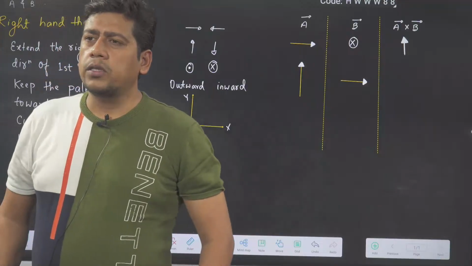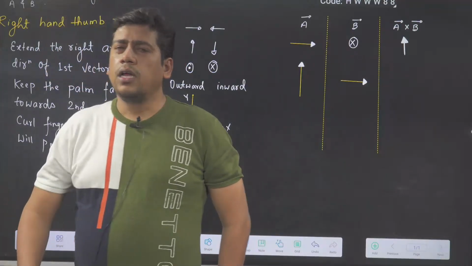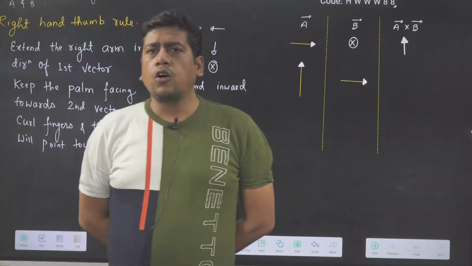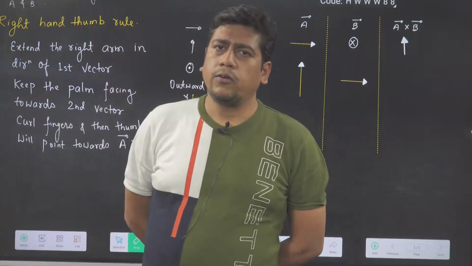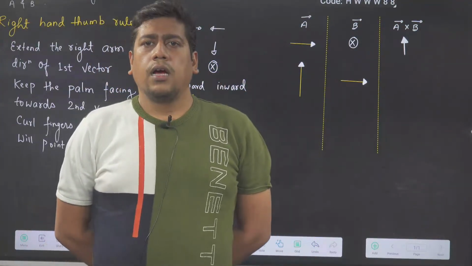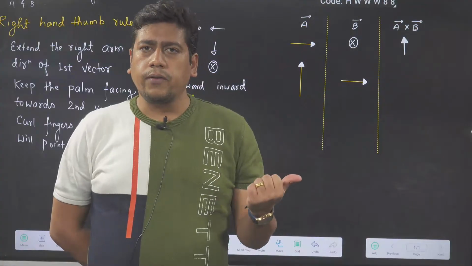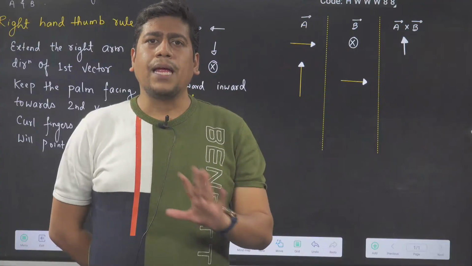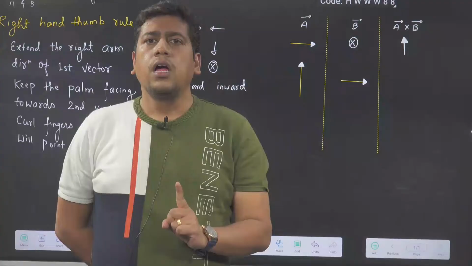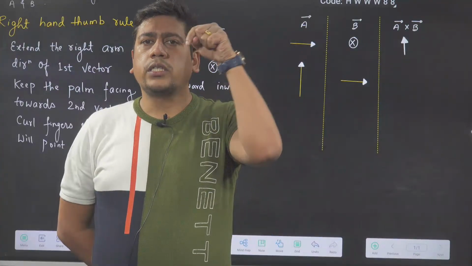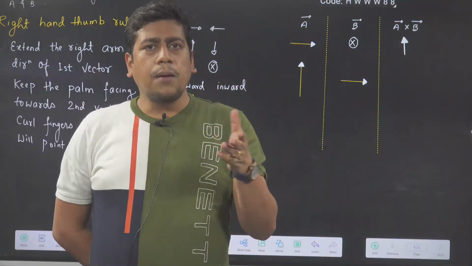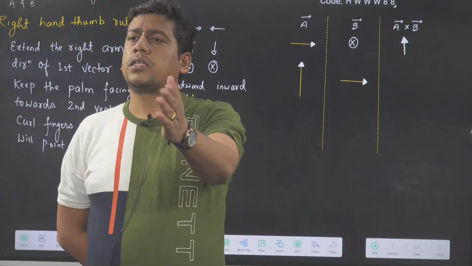Sir, which one is positive, outward or inward? Conventionally, outward we take positive. You can take any one positive, but conventionally we take outward as positive. Just like right side we take positive. No one can force you, but by convention, right is positive. By convention, up is positive, down is negative. So same by convention, outward is positive. Okay?